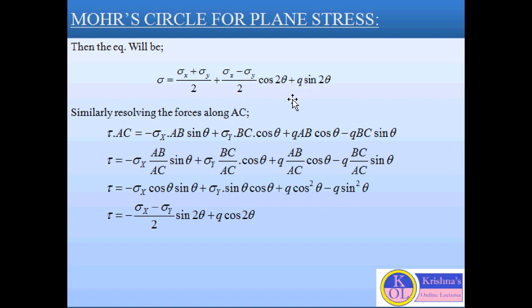Similarly, if we resolve all the forces along AC, we get the equation tau AC equal to minus sigma x AB sin theta plus sigma y BC cos theta plus q AB cos theta minus q BC sin theta. If we simplify this equation as we did in the previous case, we will get the final equation for tau, that is minus sigma x minus sigma y by 2 sin 2 theta plus q cos 2 theta. Here is the simplification.